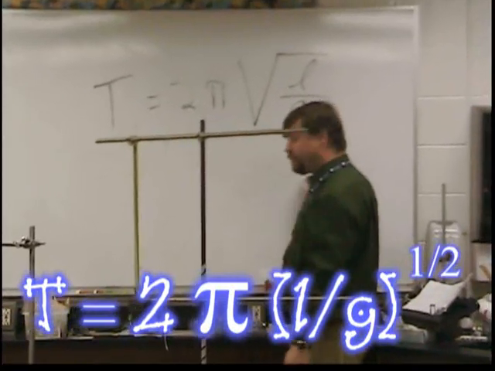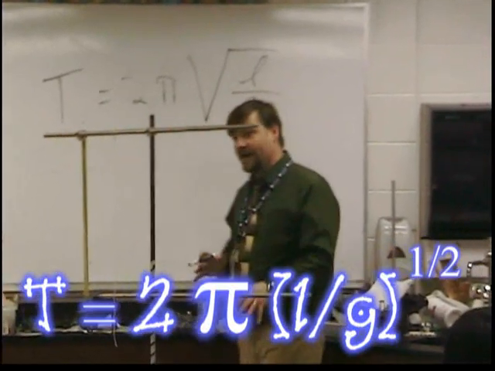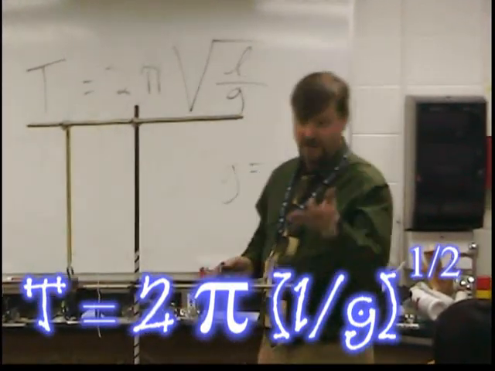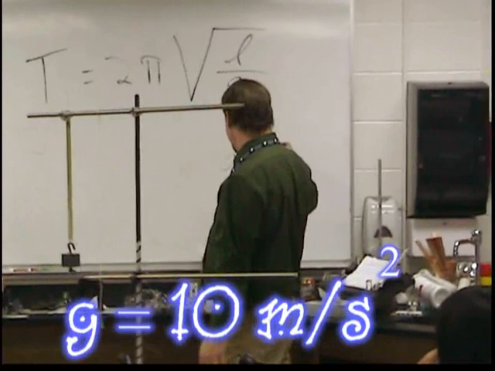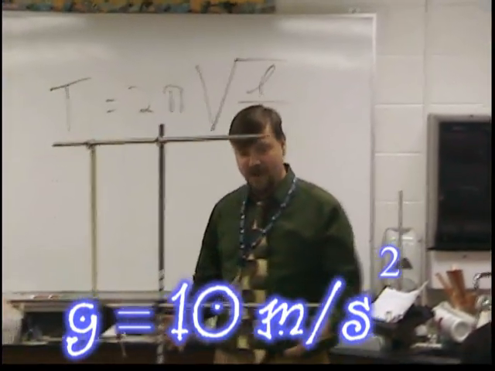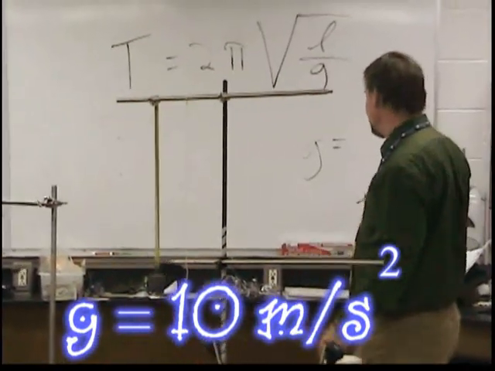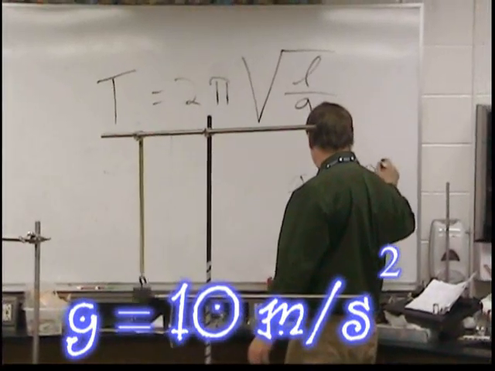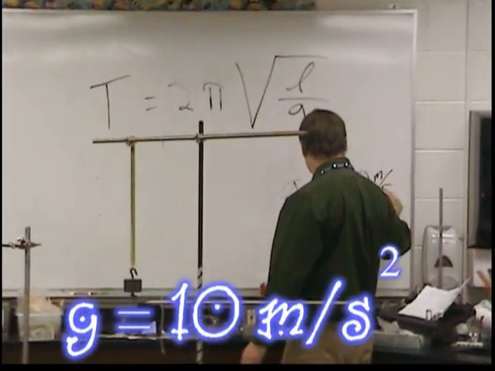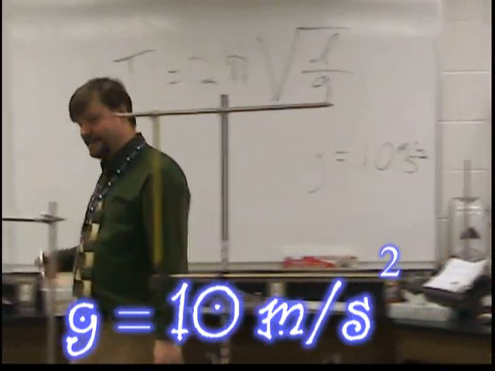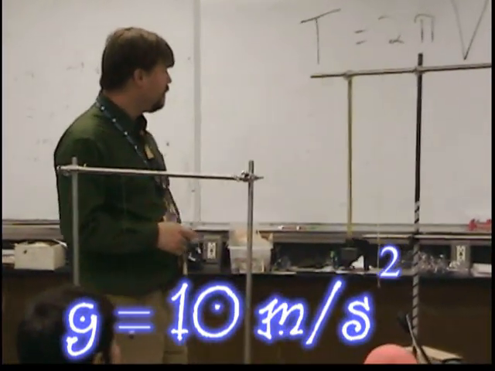And the acceleration of gravity is what numeric value? About 10. Yeah, 9.81 is closer to what we want to use, but our book uses the number 10 because it's such an easy number to do multiplication with. So 10 meters per second squared is the acceleration due to gravity.